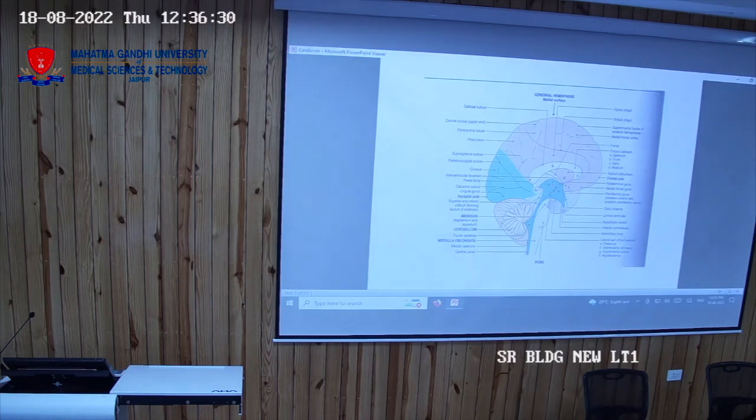On the posterior part of the medial surface, you are seeing this blue colored area. This is the parieto-occipital sulcus. And look downward, here you are seeing another sulcus. This is the calcarine sulcus. The area or gyrus present between the parieto-occipital sulcus above and the calcarine sulcus below is called the cuneus. Cuneus, C-U-N-E-U-S.